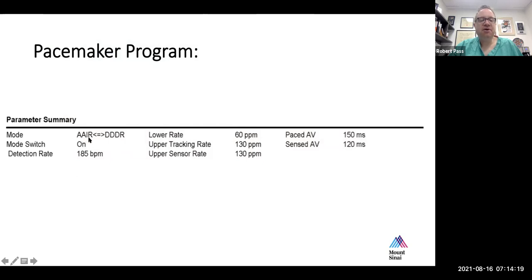So the patient was programmed AAIR. Just to remind everybody, the first letter is the chamber that is paced. The second letter is the chamber that is sensed. The third is whether it's inhibited or triggered by activity. And the fourth is special features. And in this case, it has an R. And R stands for rate responsiveness.